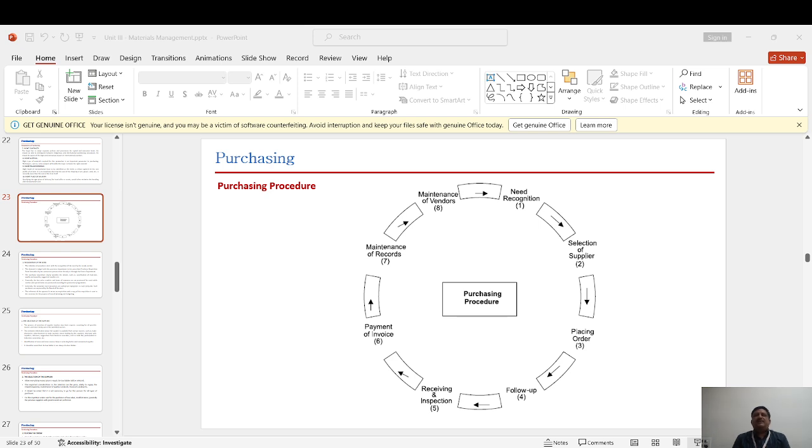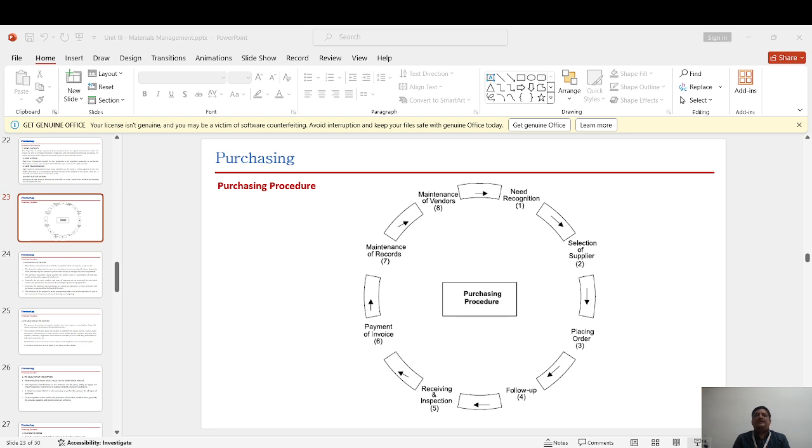Then we have the fourth step, follow-up of the order. The follow-up procedure should be employed wherever the cost and risk resulting from delayed delivery of the materials are greater. So if delays happen and it is costing more, then we always follow this procedure, which tries to see that the purchase order is confirmed by the supplier and delivery is promised.